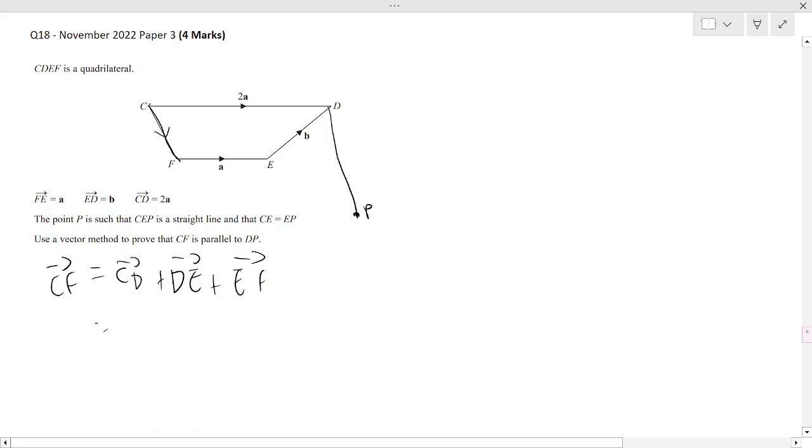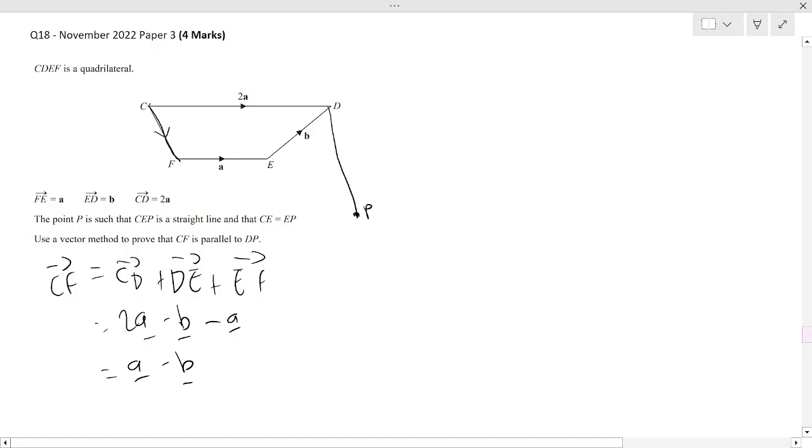Well, C to D we know is 2A, and D to E, well, E to D is B this side, so we flip. So if we go the other way, it's negative B. Okay. If we go the opposite way, we just add a minus. Okay. Then E to F, again, we're going backwards, so it's going to be minus A. So that's going to be 2A minus A minus B. So that's CF, that's great.